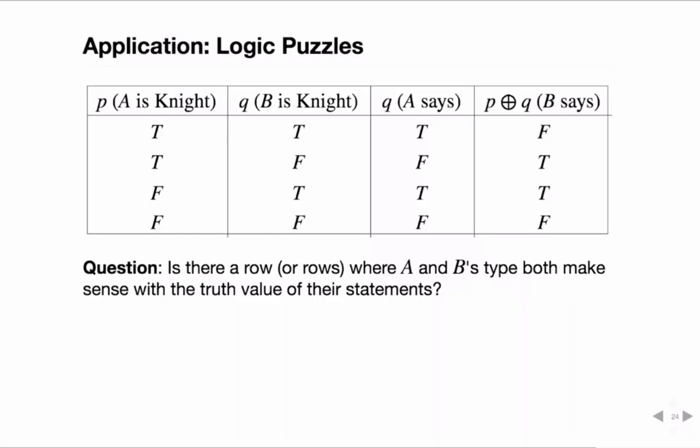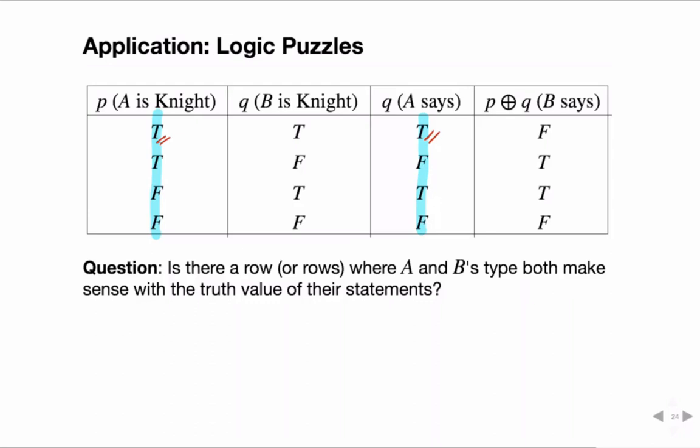And so for this exercise, I'm only going to care about the column corresponding to whether A is a knight or a knave, and the column corresponding to what A says. I'm going to completely ignore B for this part of the exercise. So I'm going to go through this, and in the first row, we assume that P is true, so that means that A is a knight. And if I look at the truth value of what A said, that's also true. That's consistent, that's something that could possibly happen.